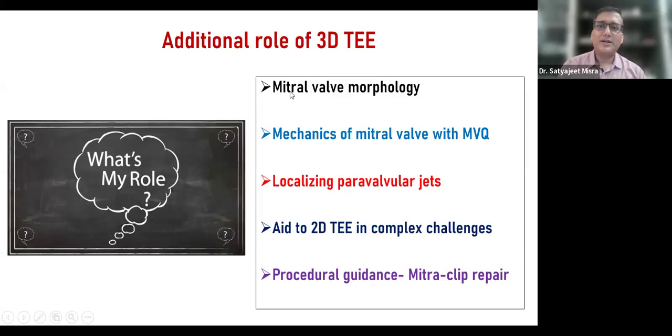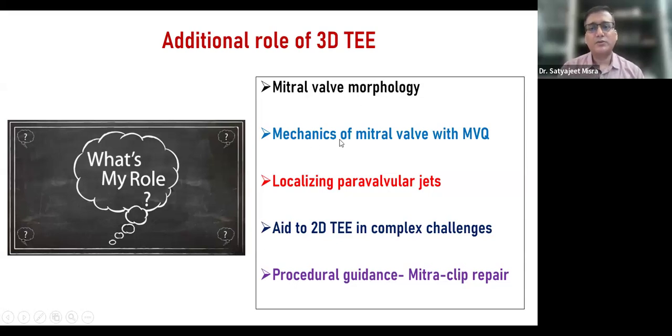So let us now come to the additional role of 3D TEE. 3D TEE is an excellent tool to study the mitral valve morphology in one go. You don't need to rotate the 2D image through various multiplane angles. At one instance, you can delineate the entire valvular morphology, both from the atrial aspect as well as from the ventricular aspect.